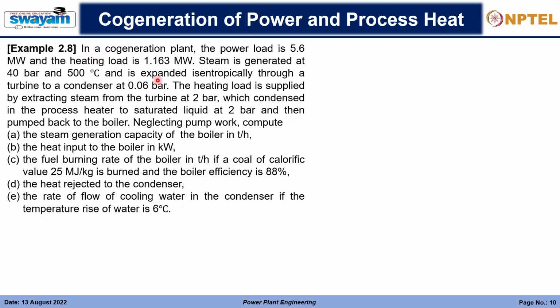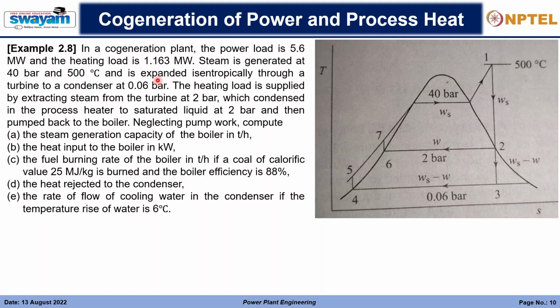So here this is the graph. In a cogeneration plant, the power load is 5.6 megawatt. The total power generated by the turbine from 1 to 3 is 5.6 megawatt, and the heating load is 1.163 megawatt. So what we need is, from the saturated steam, the intermediate pressure process, that will be 1.163 megawatt. Then the steam is generated at 40 bar and 500 degrees Celsius. So this is the constant pressure 40 bar line, and here at 500 degrees Celsius it will be superheated, and then it will be inlet to the turbine.